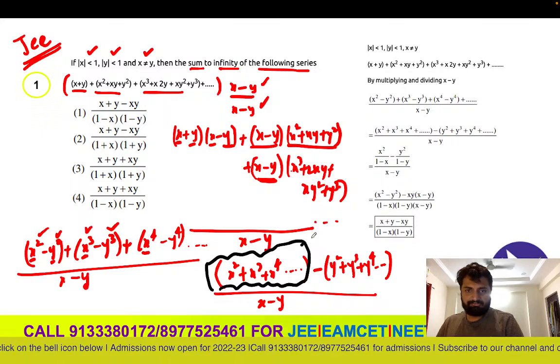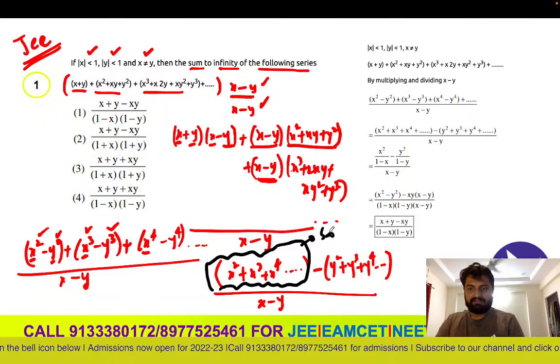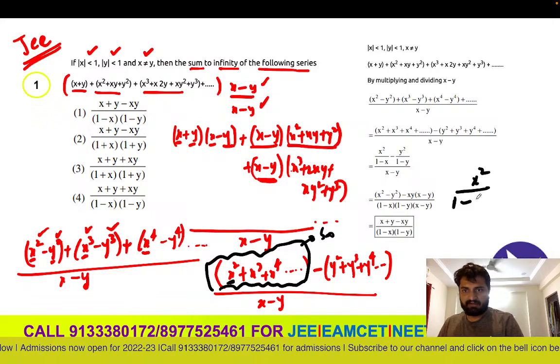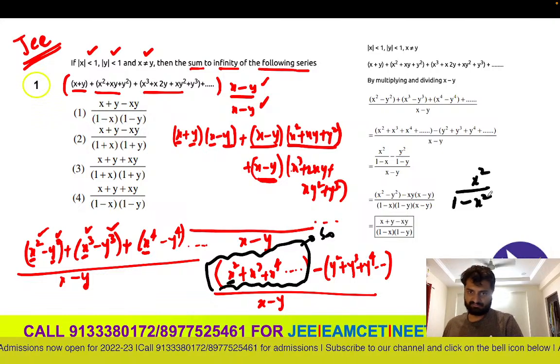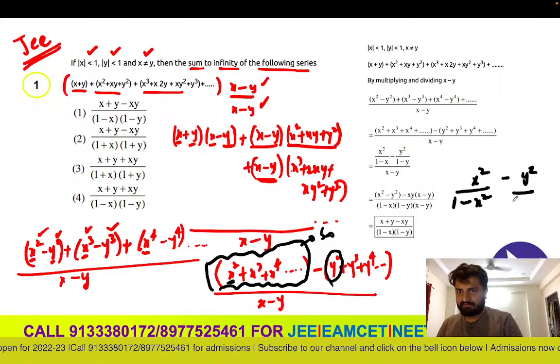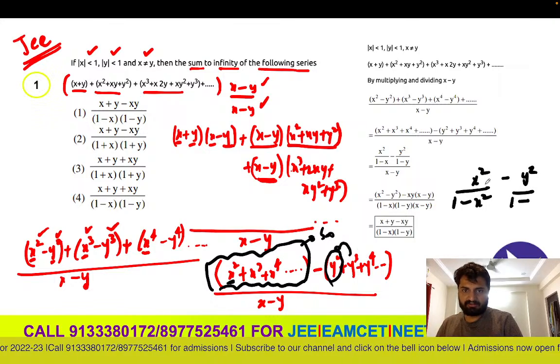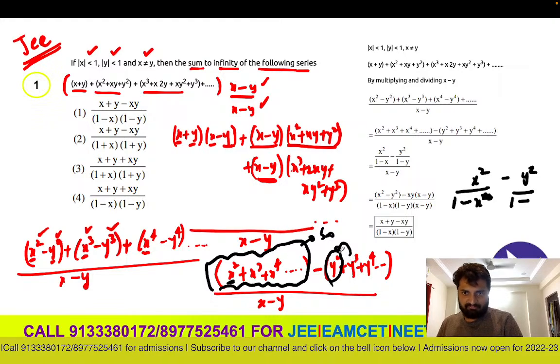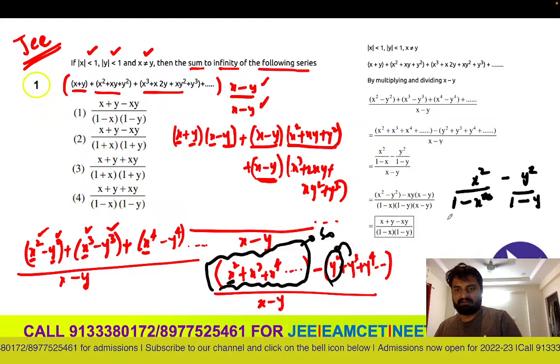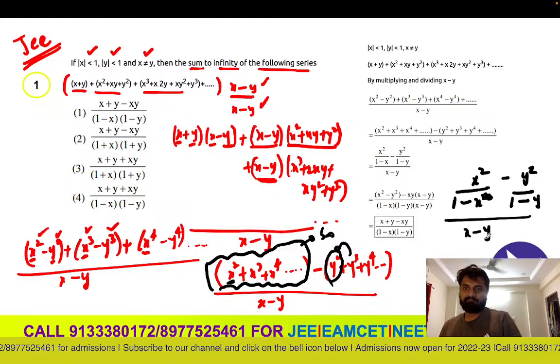This is an infinite GP. I told you the formula. A is the first term, which is x square, by 1 minus r, which is 1 minus x. Same case here: the first term is y square, over 1 minus r. What is the common ratio? Y cube divided by y square, which is nothing but y. Whole divided by x minus y.